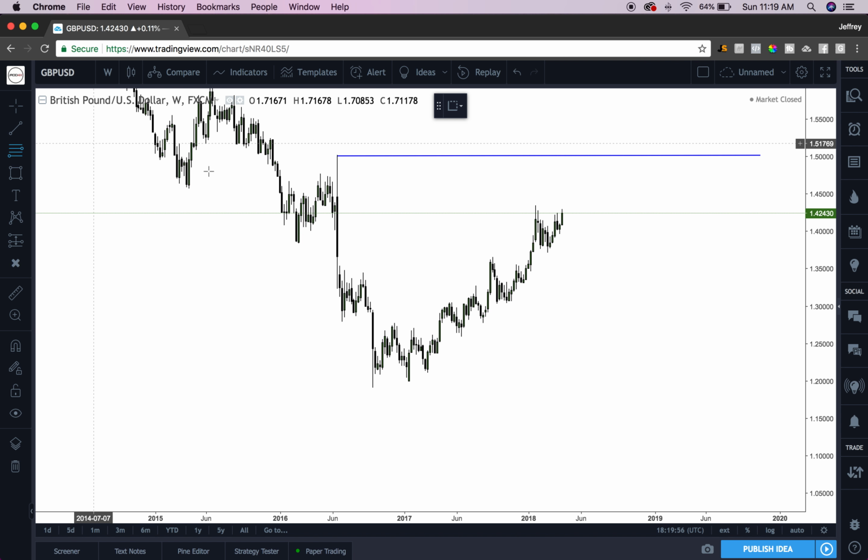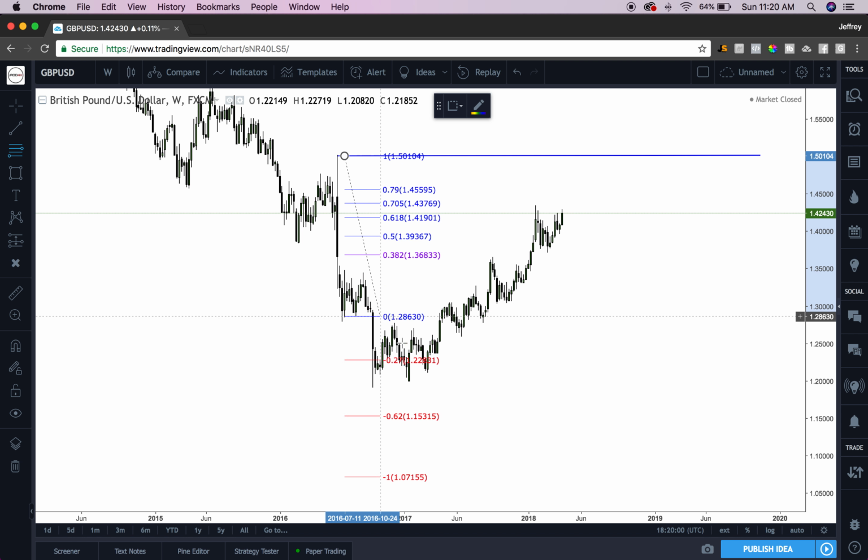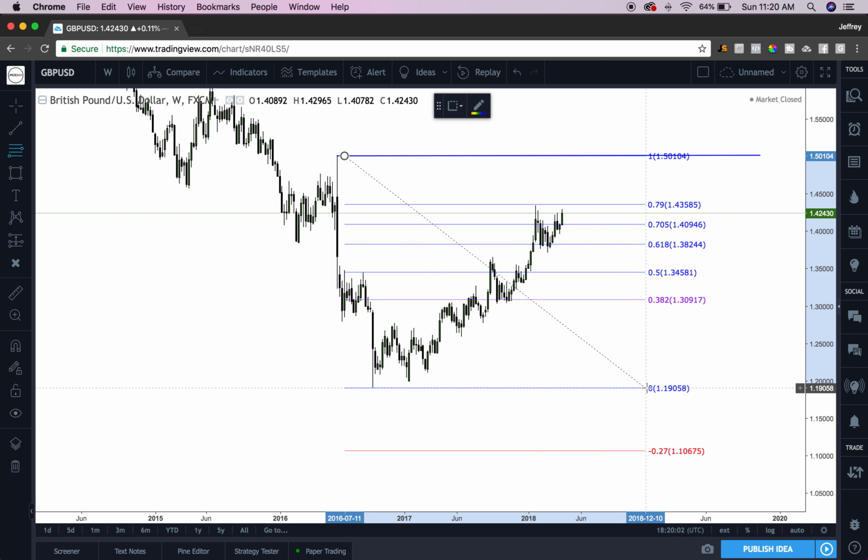But let's also keep in mind that this could just be a simple retracement within the overall downtrend. If I draw my fib from the high to the low, you see we trade up into, well, we're consolidating around 61.8 to 79, which are the optimal levels to enter.